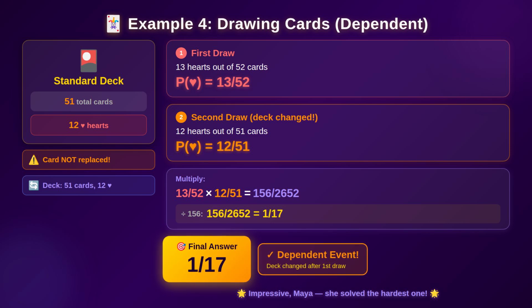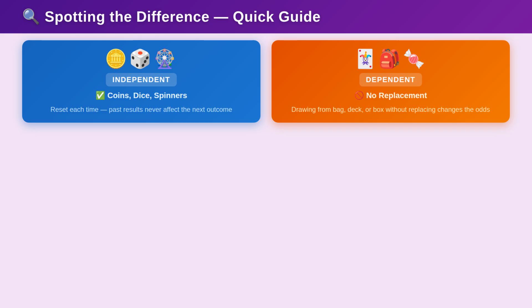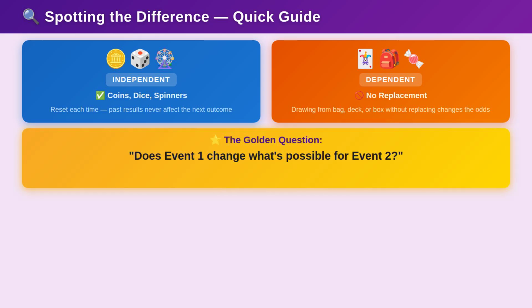13/52 times 12/51 equals 156 out of 2,652. Simplify. That equals 1/17. Impressive, Maya. She solved the hardest one. Look at Maya now. She's flying through her worksheet. Let's lock in a quick cheat sheet for spotting the difference.